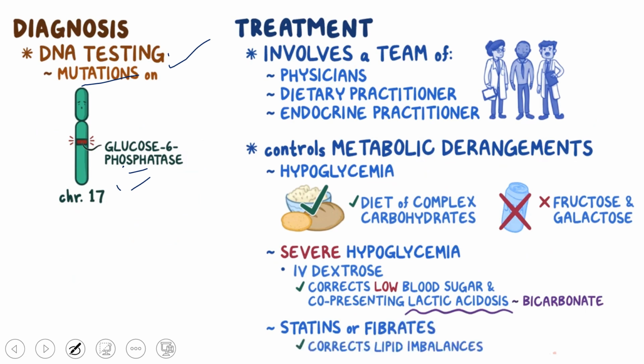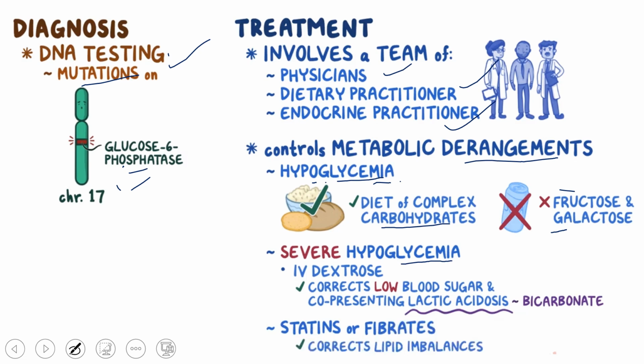For the treatment, because it is a complicated disorder, it normally involves a team of physicians, dietary practitioners, and endocrine practitioners. We provide metabolic product rearrangements. Because it leads to hypoglycemic conditions, we have to give a diet of complex carbohydrates, which normally lacks fructose and galactose, to the person. Severe hypoglycemia can be caused.